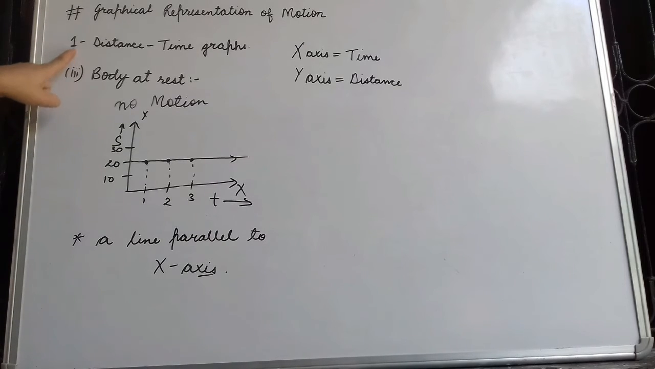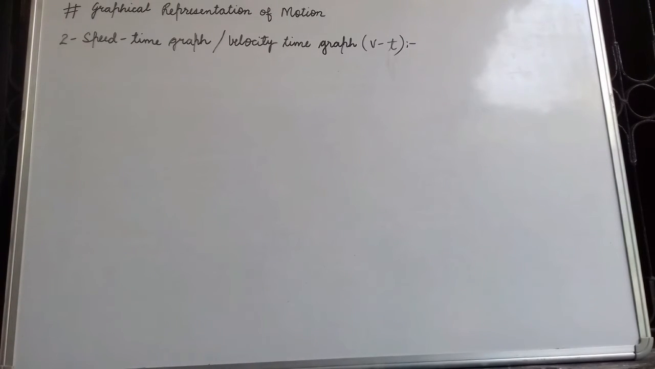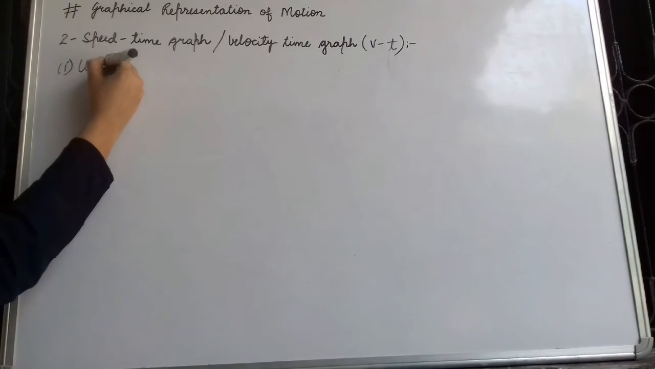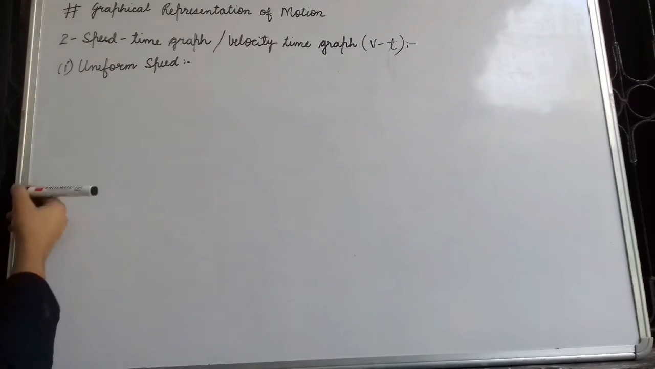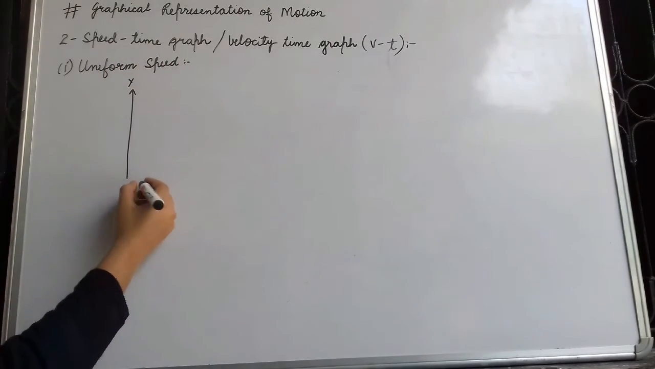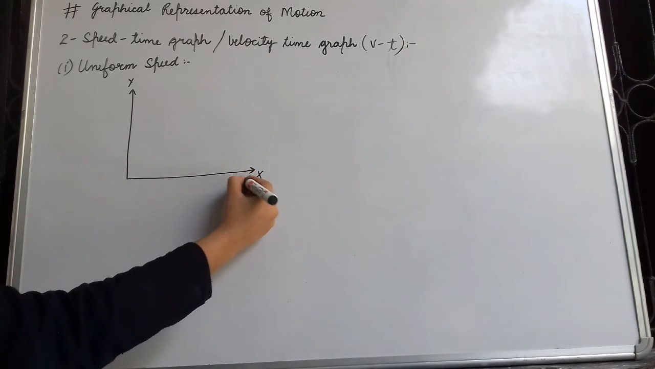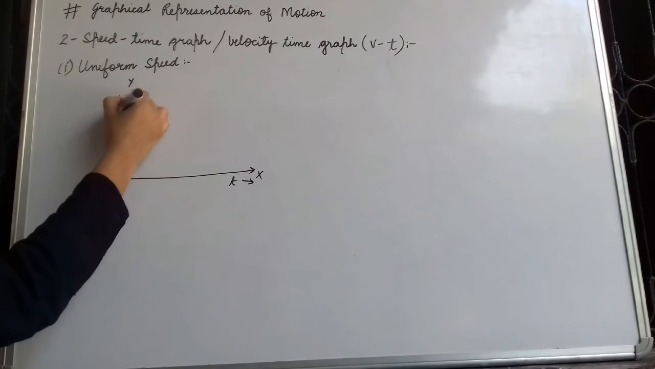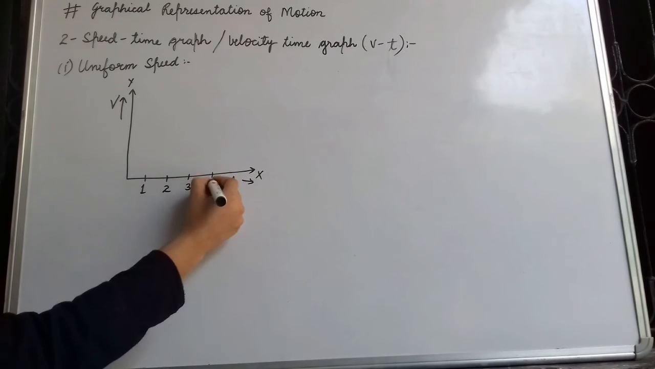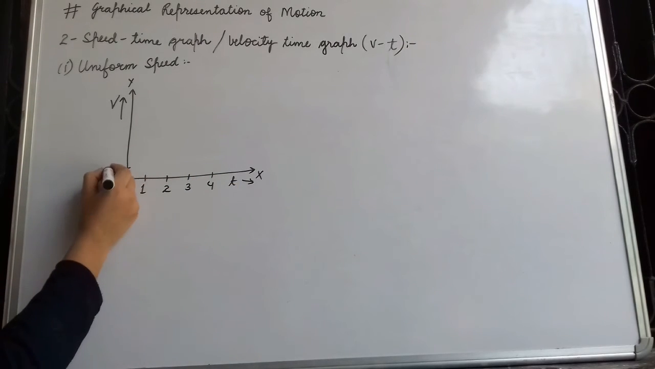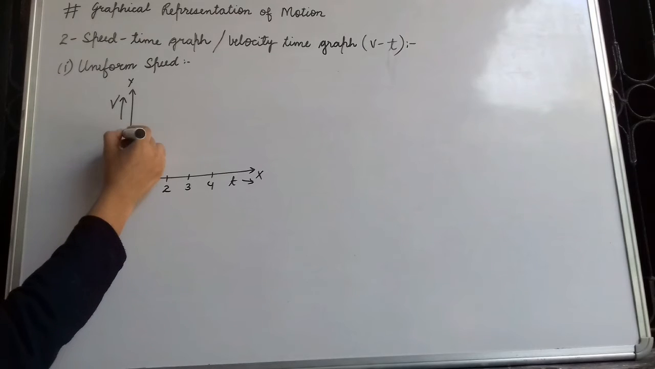Now the next type of graph is the speed time graph or velocity time graph, which can be represented by V-t, V for velocity or speed and t for time. So in the speed time graph, the first type of graph is of uniform motion or uniform speed. Let's take the y-axis and x-axis: x-axis for time and y-axis for velocity or speed. Again we will take time in seconds and velocity or speed in meters per second.